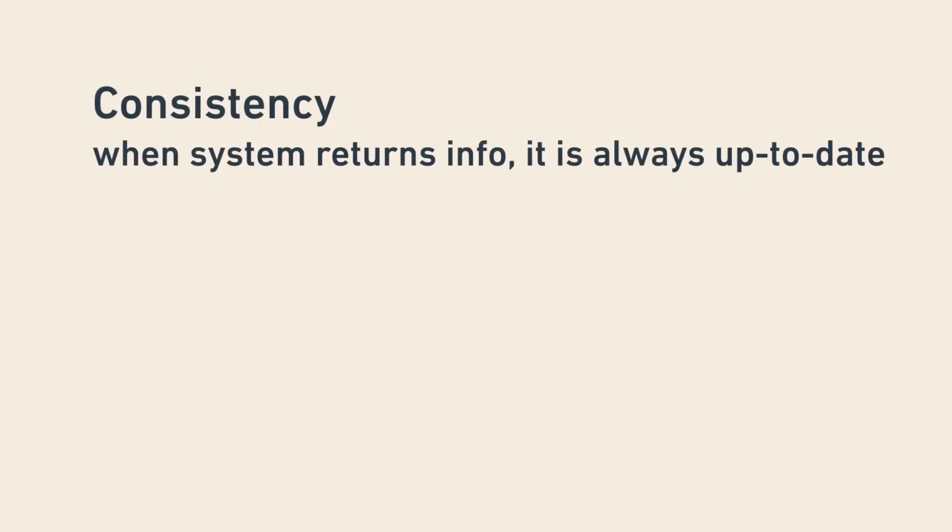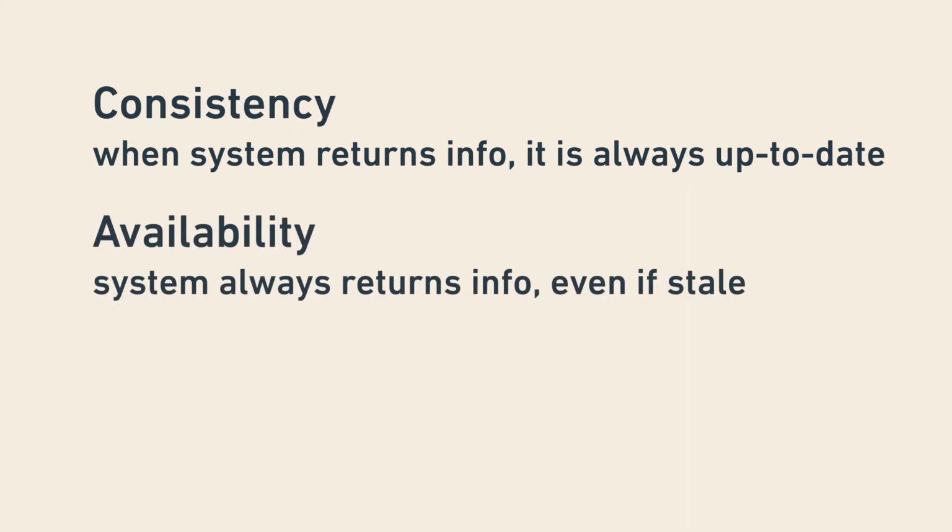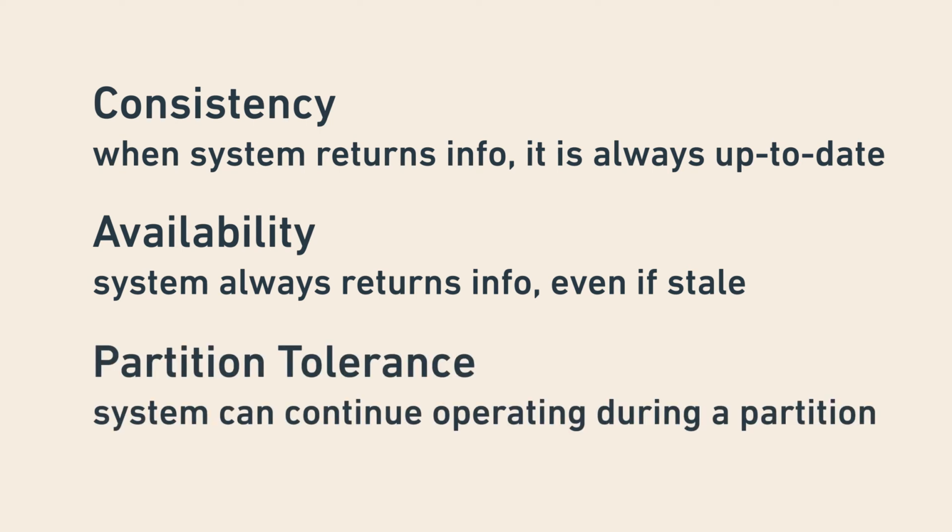Those are the three pieces of the CAP theorem. Here's a quick recap. Consistency is when the system returns info, it's always the latest info. Availability is the system always returns some information, even if it's stale. And partition tolerance is when the system can continue operating during a network partition. Now, back to the CAP theorem.